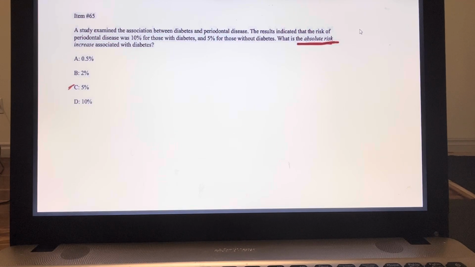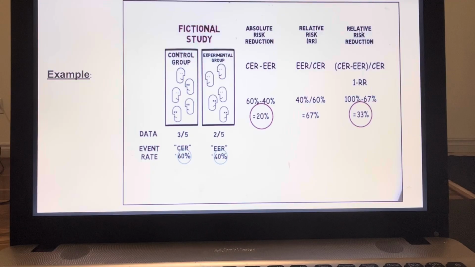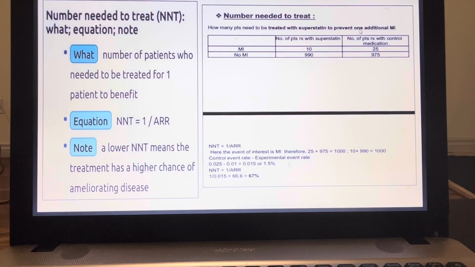So let's read the question. A study examined the association between diabetes and periodontal disease. The result indicated that the risk of periodontal disease was 10% for those with diabetes and 5% for those without diabetes. What is the absolute risk increase associated with diabetes? It will be 10 minus 5, that is 5%. So this one is the example in which they ask absolute risk reduction. Number needed to treat is the number of patients who need to be treated for one patient to benefit. If we want one patient to benefit, how many patients do we need to treat?